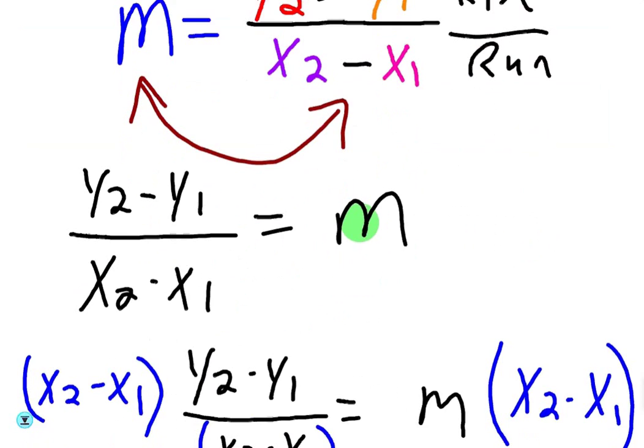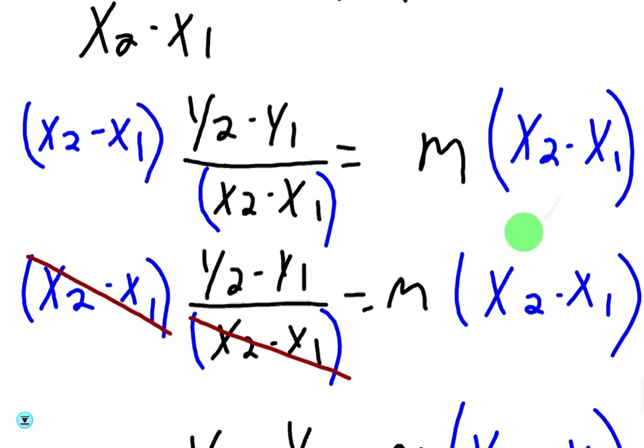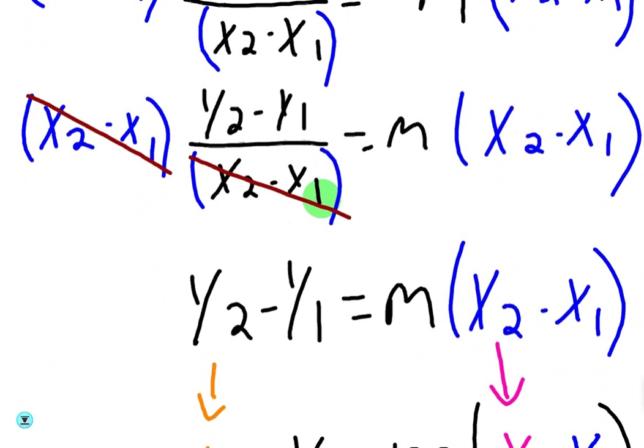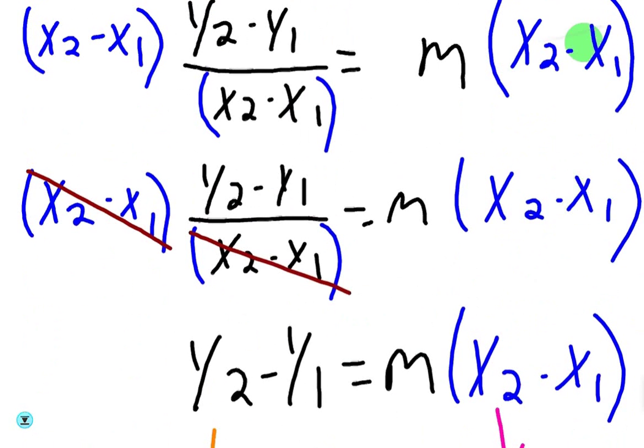Next thing we're going to do is multiply both sides by this denominator. So multiply both sides of the equation by x2 minus x1. That will get rid of the x2 minus x1 in the bottom of this fraction, and it will move it to the right. So there's the cancellation of the x2 minus x1's. Now that these have canceled, we are left with y2 minus y1 equals m times x2 minus x1. Again, this ended up over here because you have to multiply both sides by x2 minus x1.